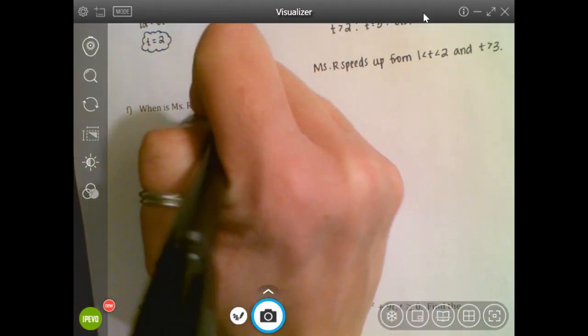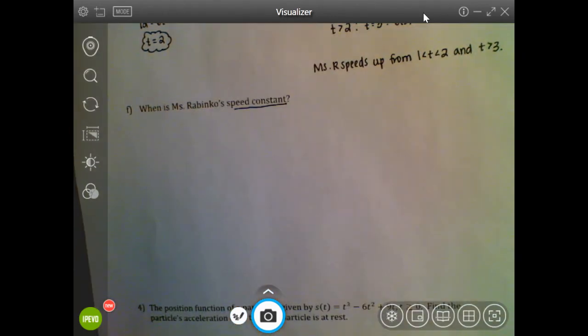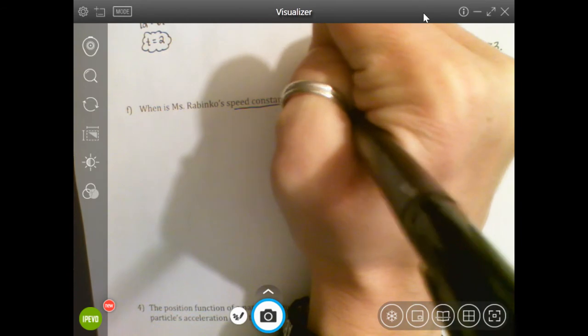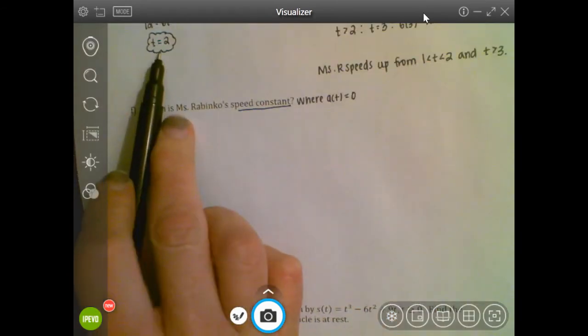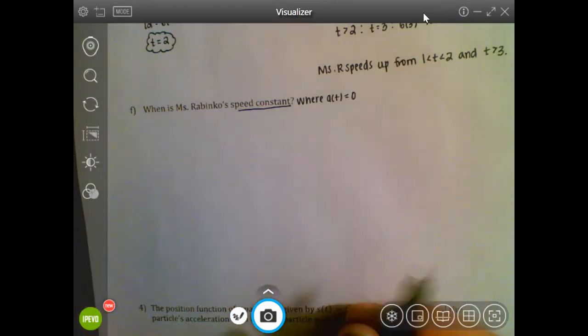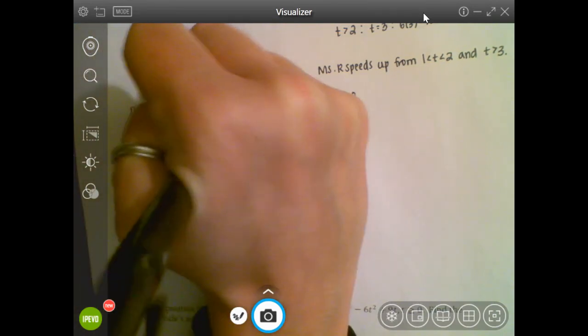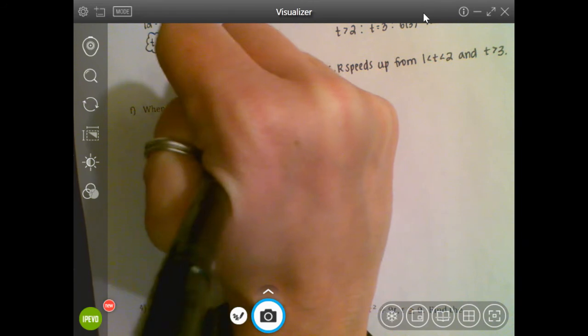And then the last question we want to answer about this is, when is the speed constant? That's actually where a of t is equal to 0. And we actually already knew that. We did that above. We know that that's going to happen at t equals 2. So I'm going to say my work is above here.